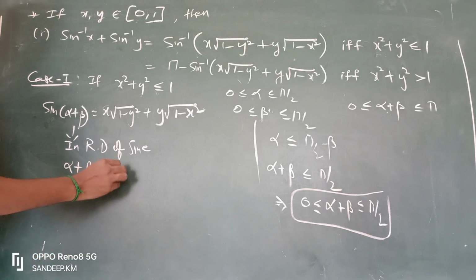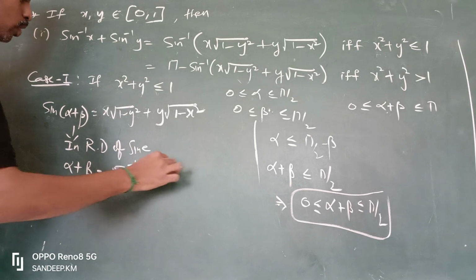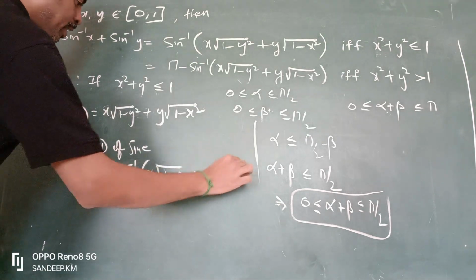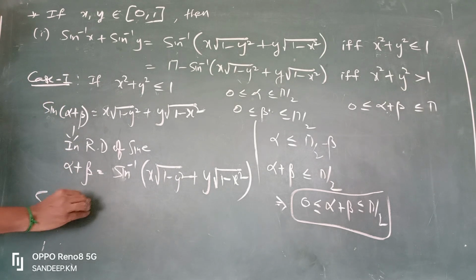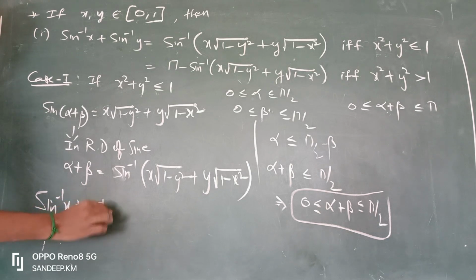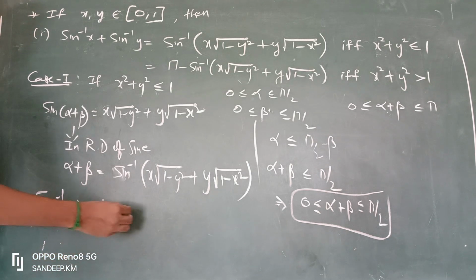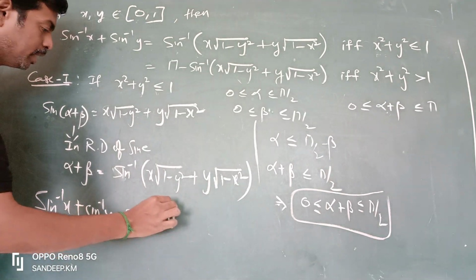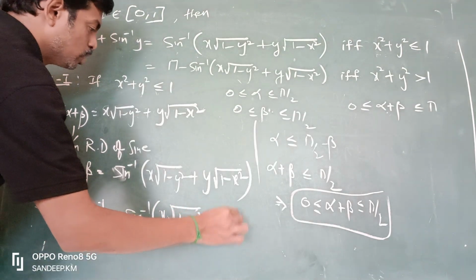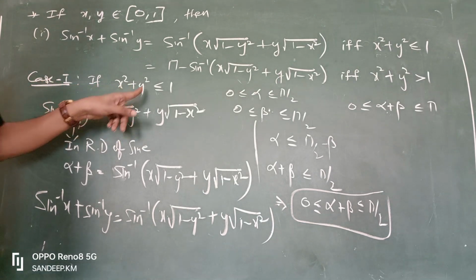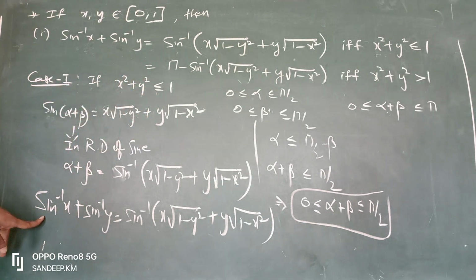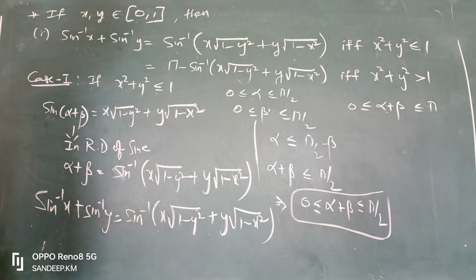Alpha plus beta is equal to, sine to the right side, it becomes sine inverse, of x into root of 1 minus y square plus y into root of 1 minus x square. And alpha means sine inverse x and beta means sine inverse y. So it is equal to sine inverse of x into root of 1 minus y square plus y into root of 1 minus x square. Therefore, if x square plus y square is less than or equal to 1, then sine inverse x plus sine inverse y is equal to this.